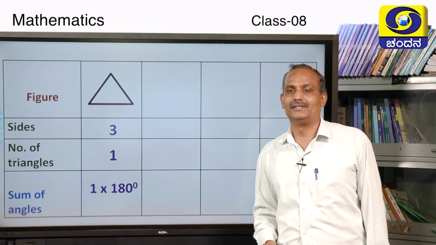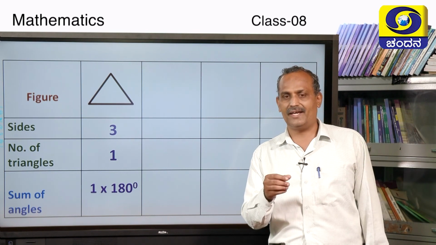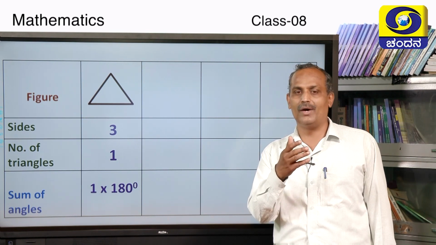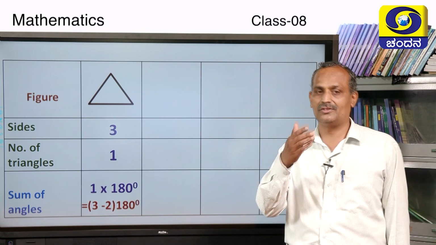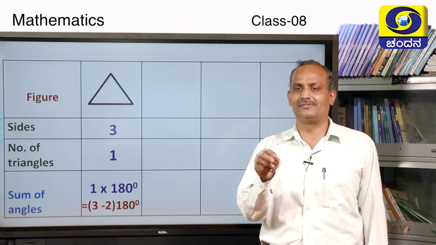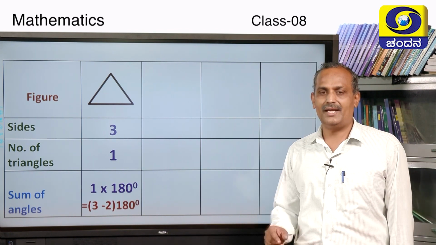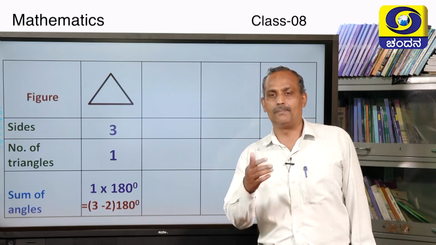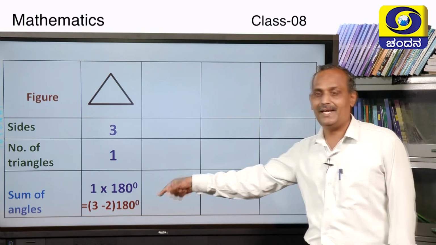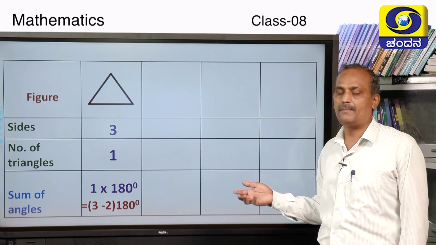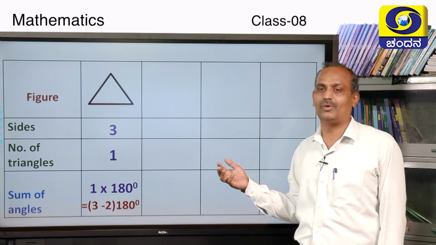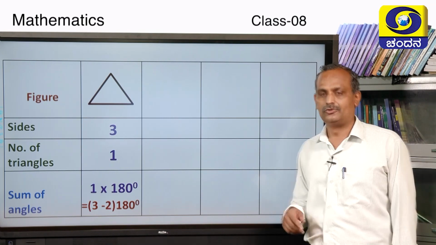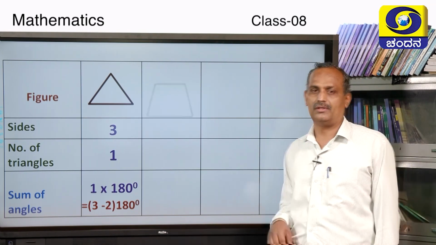How can I write it? I will generalize it. For the sake of simplicity, I am going to write 1 as 3 minus 2, because there are 3 sides; let us take 2 as a standard constant. So, (3 minus 2) into 180. 1 is nothing but 3 minus 2. Is it right? In place of 1, I have written 3 minus 2, into 180. The sum of the 3 angles of a triangle is 180 itself. We know it. So, let us move on to one more polygon.